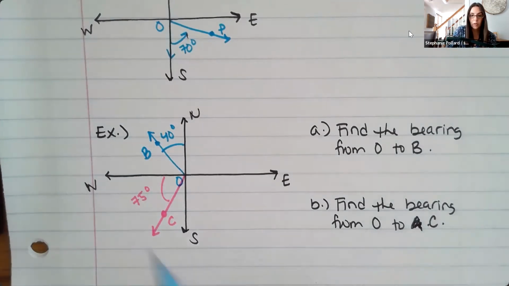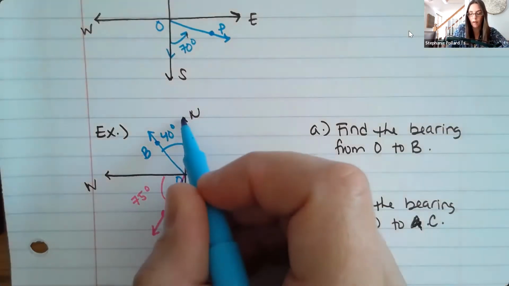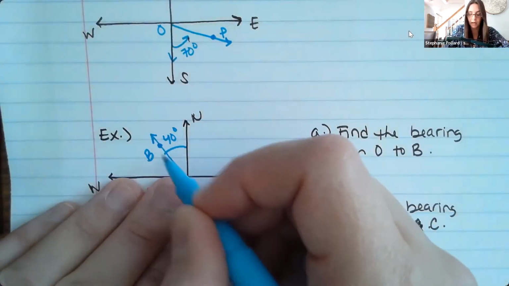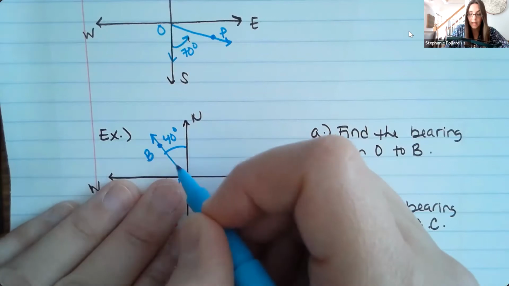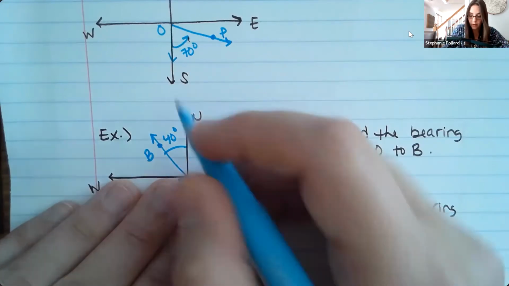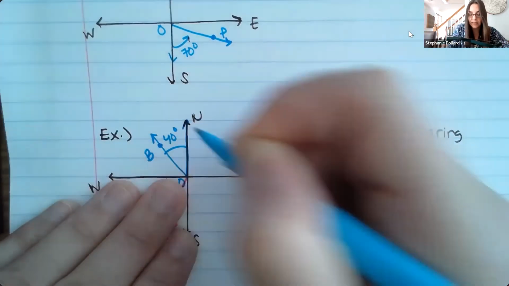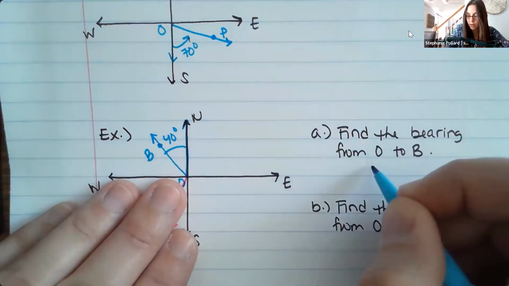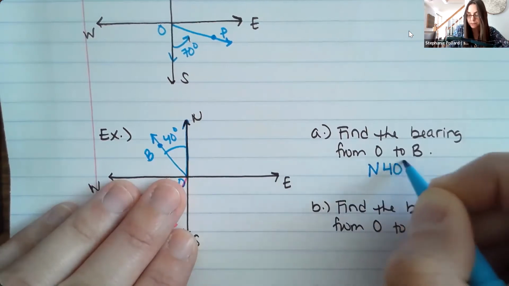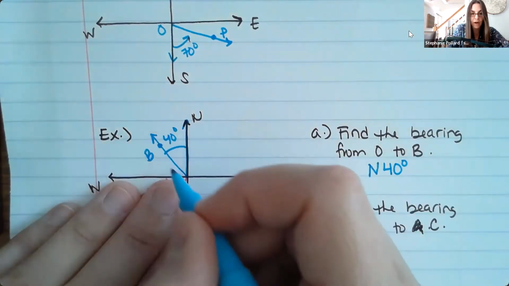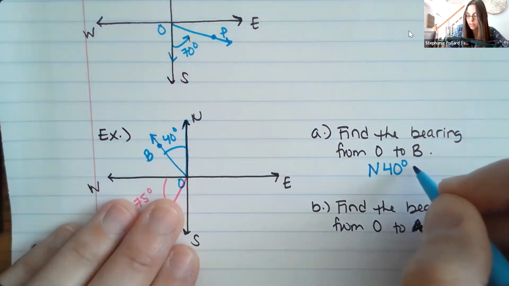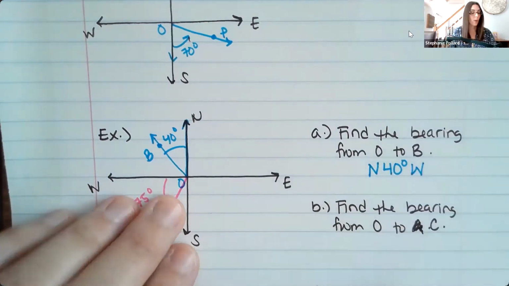For the first one, I try to use different colors to make it a little easier to see. Remember that your angle is always off of the north-south line. If I focus just on this first ray from O to B, then the closest angle is through the north line, and the angle between the north line and the ray is 40 degrees. So I write north 40 degrees. That ray is going towards the left side of the graph, the west side. So I write this as north 40 degrees west.